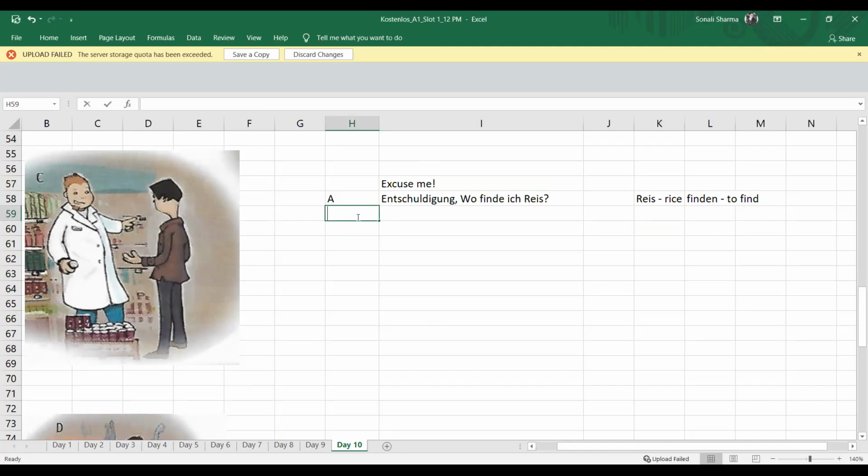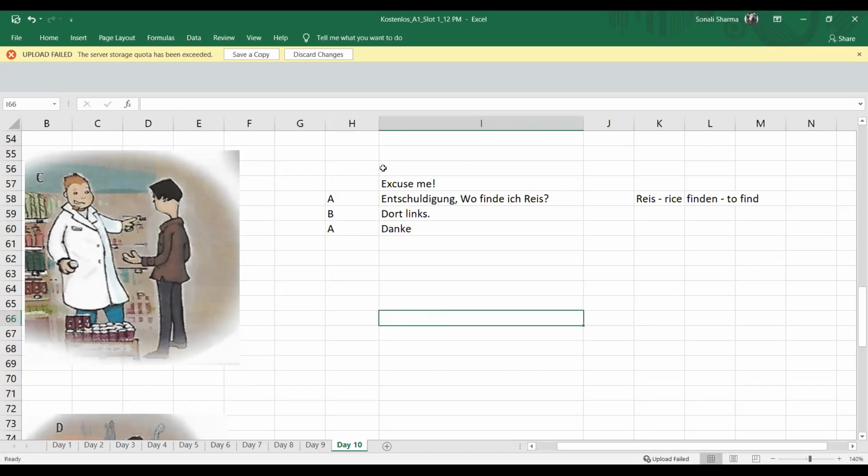So this person B is saying "dort rechts." If I could see the position, he is saying on the left side. Yeah, so I will be writing left: dort links. So he is saying danke, thank you.